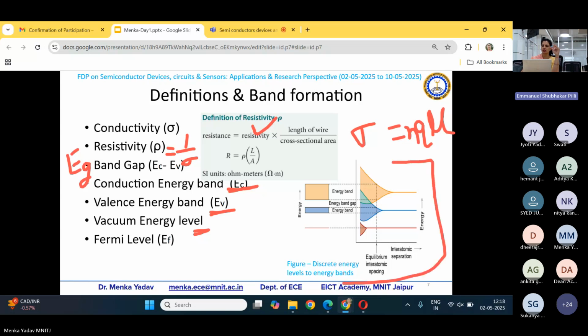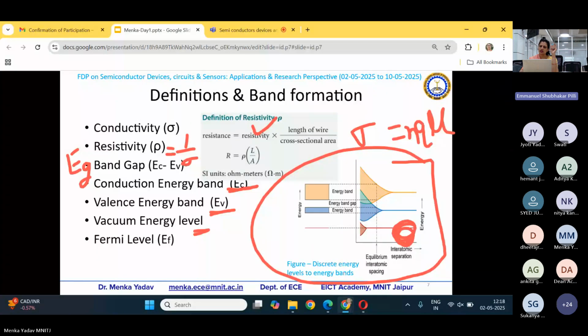In this particular diagram, you may see what is shown over here. There are different levels. First one is this. These are the occupied levels, completely occupied levels. Then there is the outermost shell. In that outermost shell, these are actually the valence band and the conduction band levels.